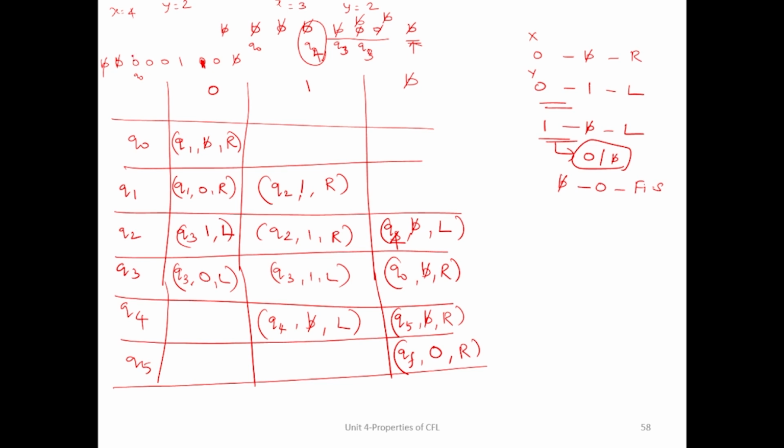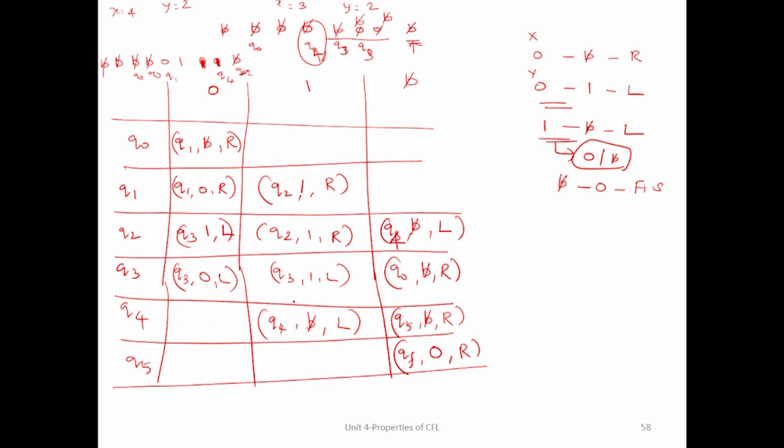Then Q0 0 means it is replaced with a blank space. Q1 0 right direction. Q1 1 right direction with Q2. Q2 1 right direction. Q2 0 means it is replaced with 1 with the left direction. That means Q3. Q3 1 left. Q3 0 left. Q3 blank space means Q0. So this Q0 0 means it is replaced with a blank space. Q1 0 right side. Q1 1 right side with Q2. Q2 1 right side. If Q2 reads a blank space, you go to the left direction with Q4.